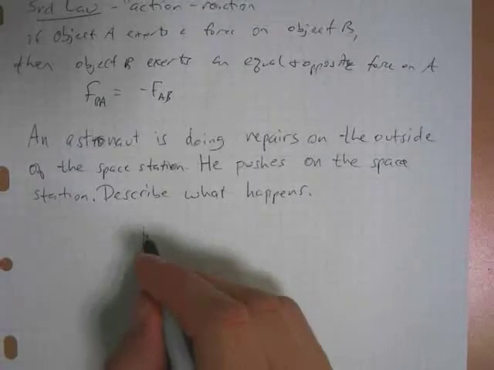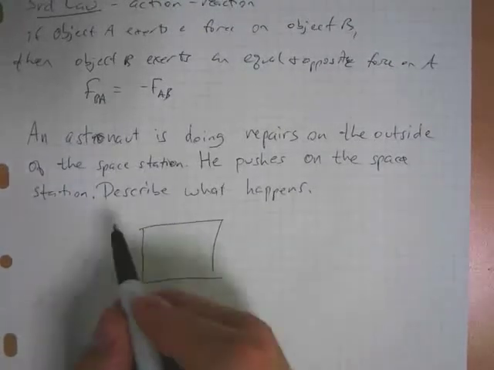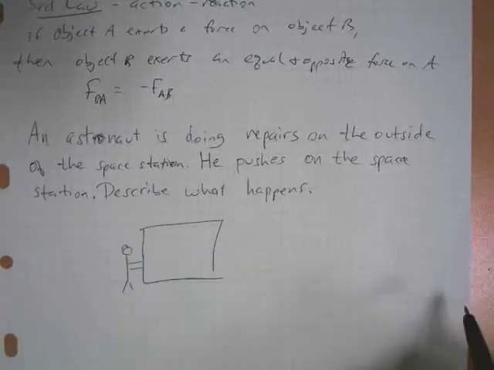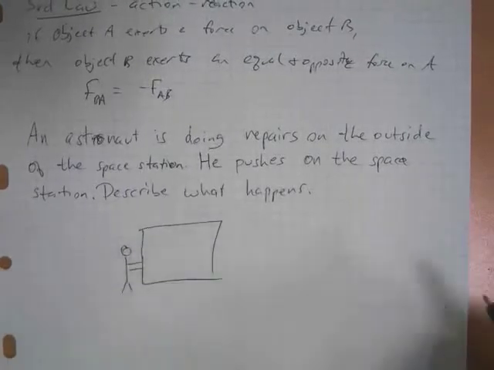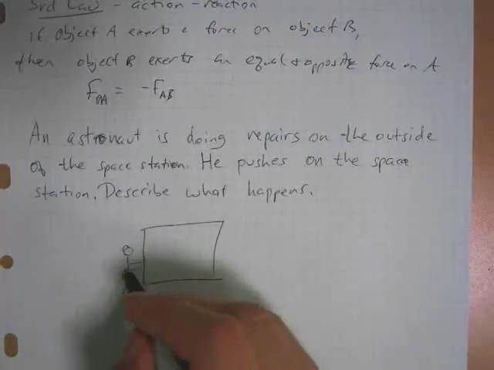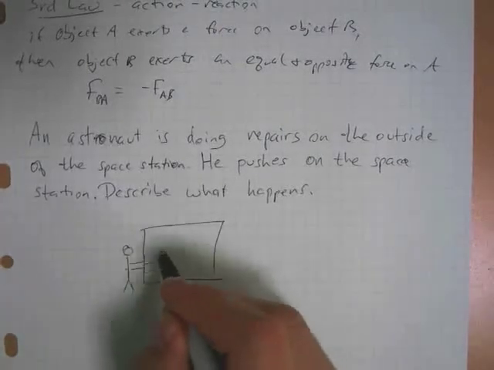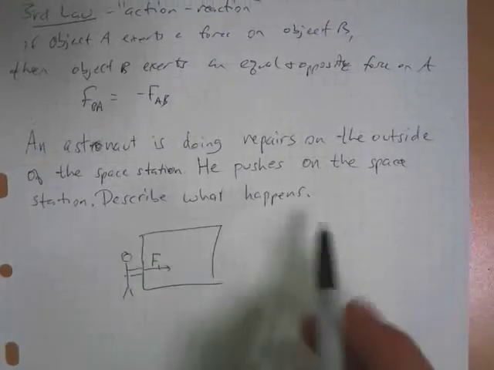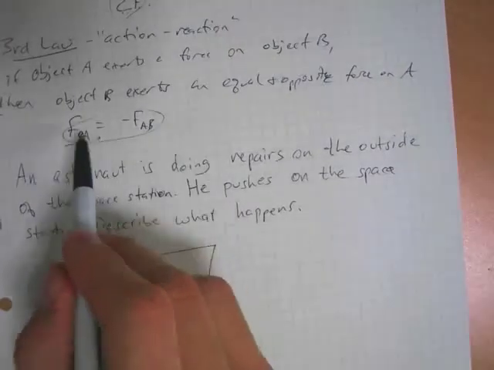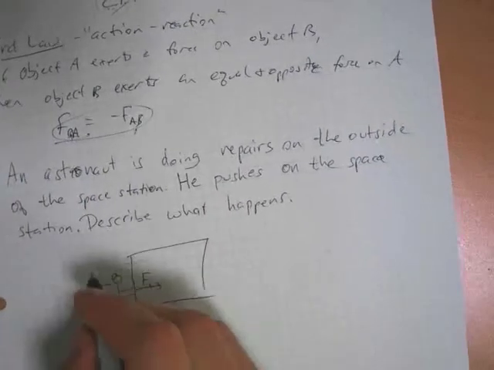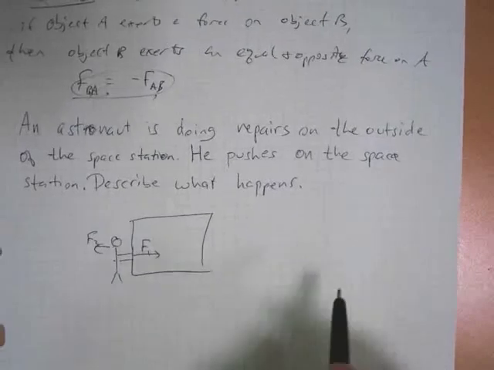We've got our space station. It's a beautiful space station. Nice little box there. And we've got our astronaut here. And he pushes. Well, out in space, they're all floating around. And the astronaut applies a force to the space station. Now, according to Newton's third law, the space station then applies an equal and opposite force to the astronaut. So, well, what happens?